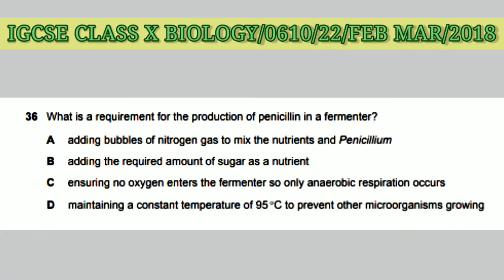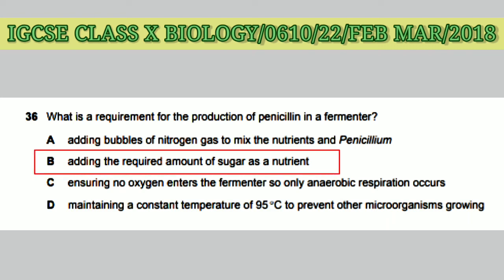Question 36. What is a requirement for production of penicillin in a fermenter? Correct answer is option B, adding required amount of sugar as a nutrient.